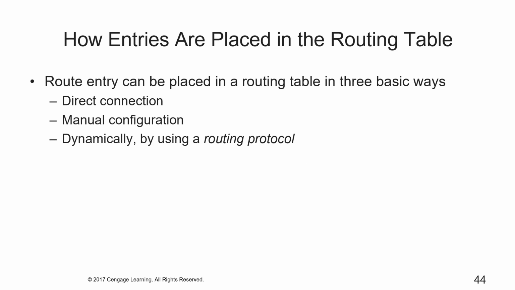Now, how are entries placed in the routing table? Again, recall a routing table is just a database stored in the flash memory of a router, and even your personal computer keeps a small database of routes. If you open a command prompt and type route print and press enter, you can see the routing table on your computer. A route entry can be placed in a routing table in three basic ways: either through direct connection, manual configuration, or dynamically by using a routing protocol.